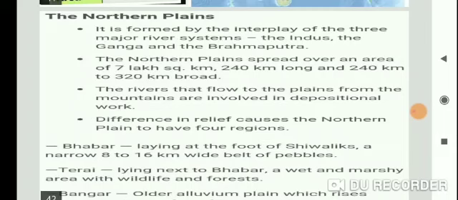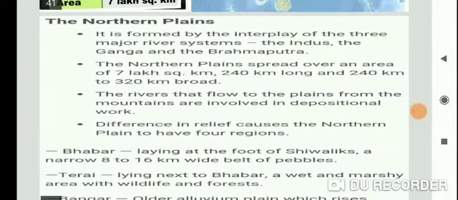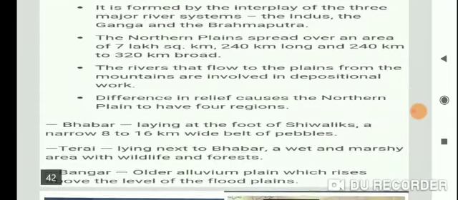Firstly, discuss the Bhabar. After descending from the mountains, the rivers deposit pebbles in a narrow belt of about 8 to 16 kilometer in width, lying parallel to the slopes of the Shivalik, and it is known as the Bhabar belt. All the rivers disappear in the Bhabar belt. So now a very simple definition: Bhabar is lying at the foot of the Shivaliks, a narrow 8 to 16 kilometer wide belt of pebbles.